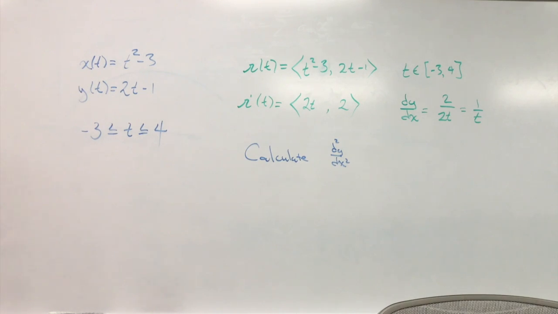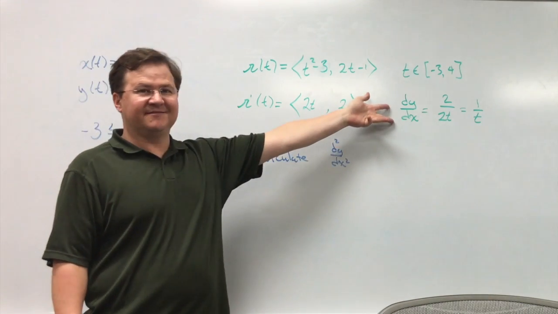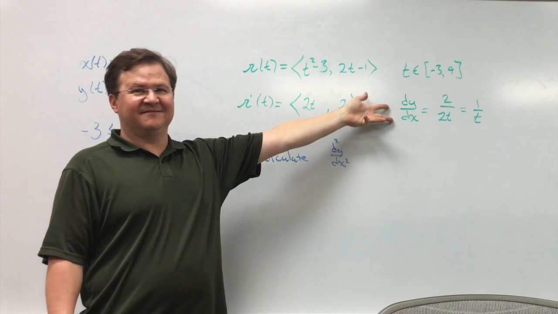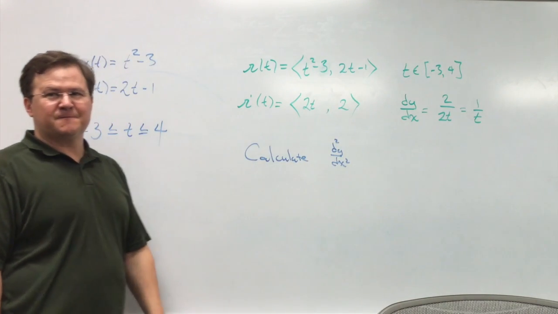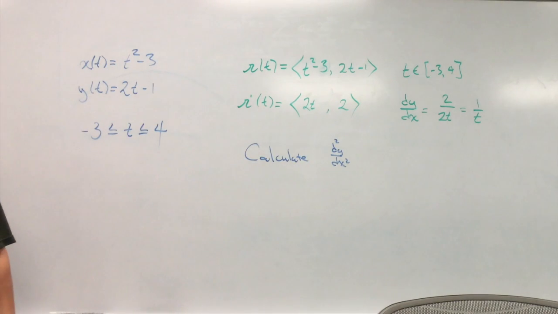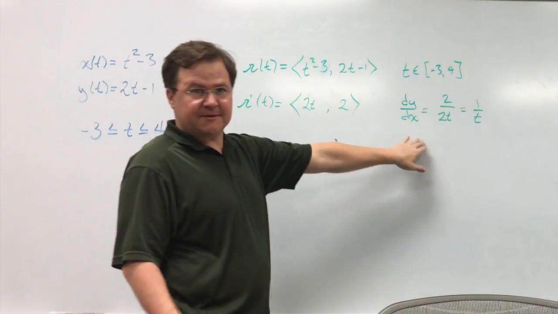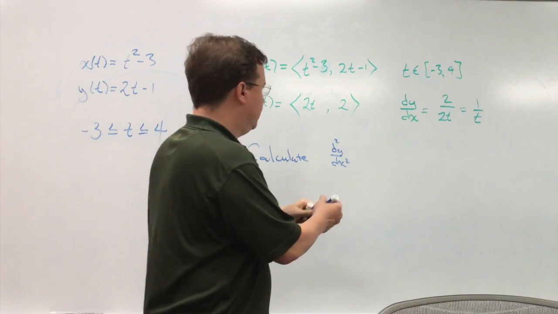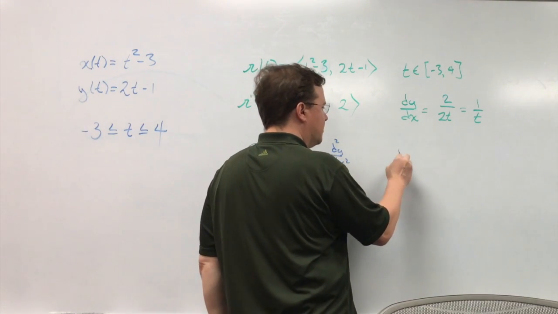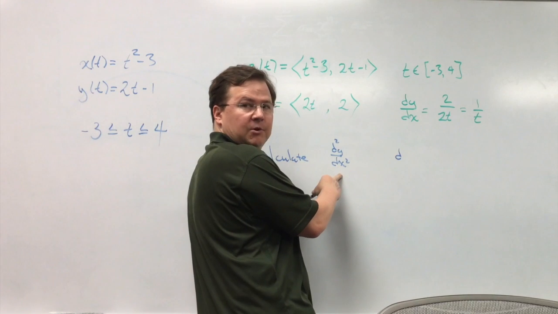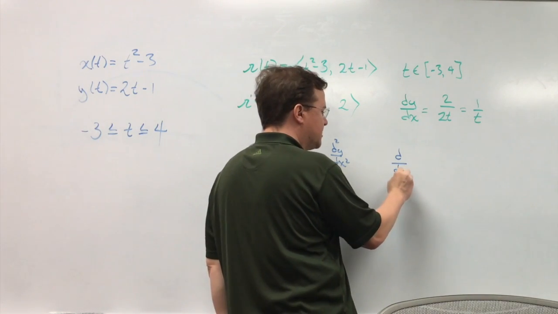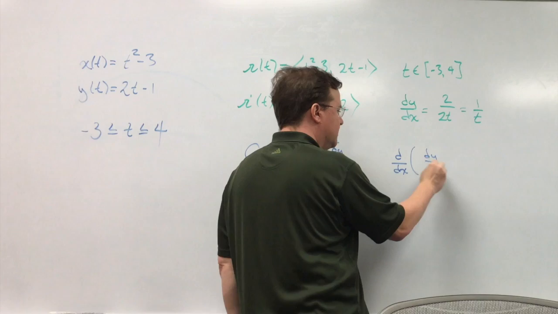Second derivative. So wouldn't that just be the derivative of the slope? Or like dy/dx is like, so like this. Yeah, wouldn't it? Based on this, the second derivative of y with respect to x would be the derivative with respect to x of dy/dx.